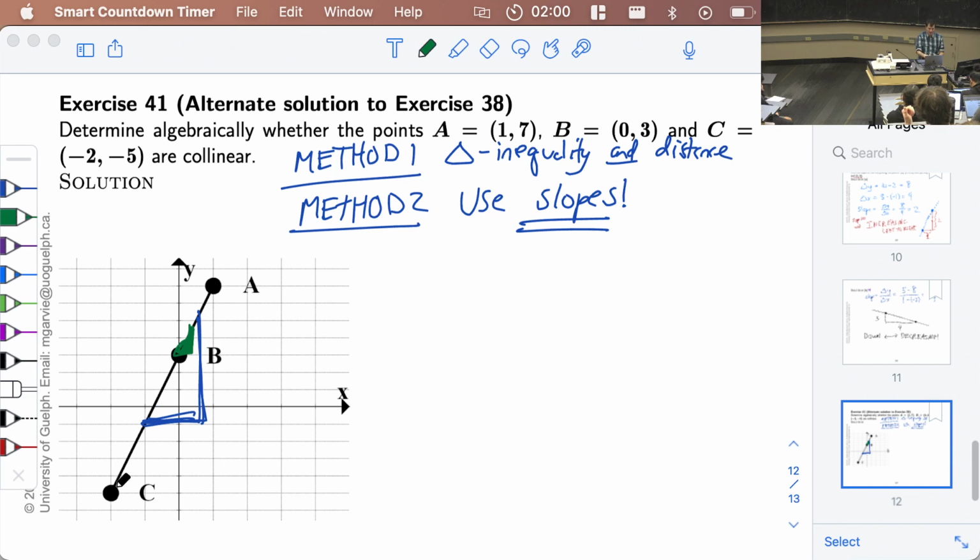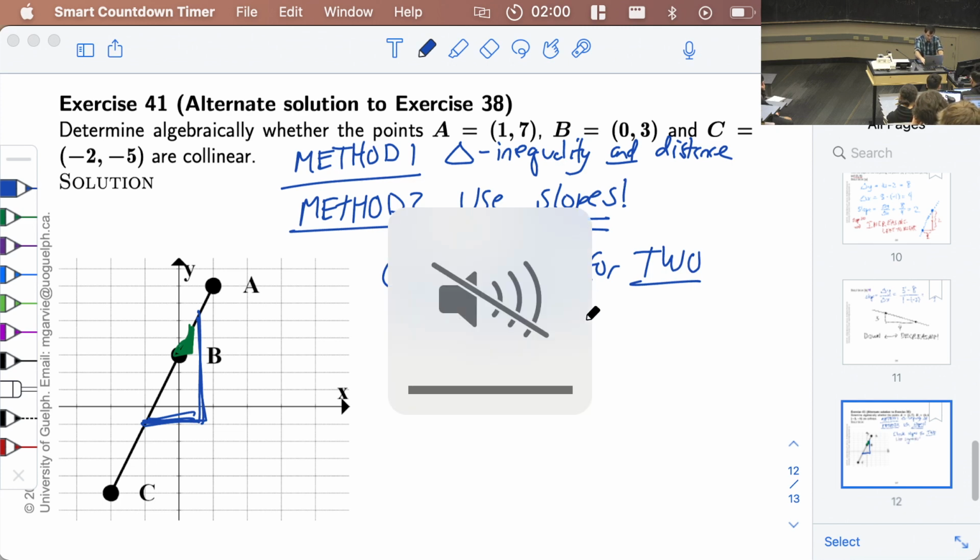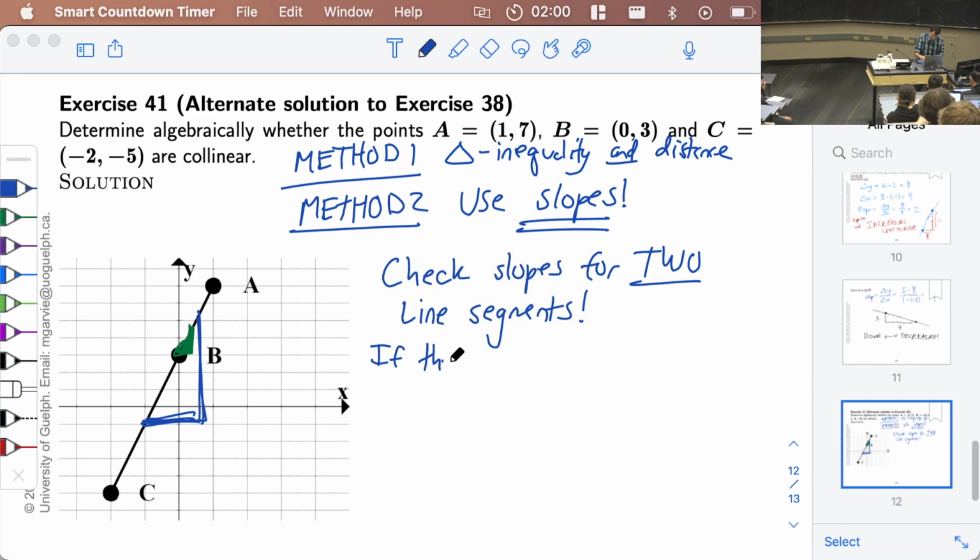The student's suggestion was AC and AB, but you could do AB and BC, you could do any of them. As long as they share a point in common and have the exact same slopes, they have to line up perfectly. So this is a perfectly good idea. So check slopes for two line segments, and if they match, then collinear. And if they don't match, you know for sure it's not collinear.